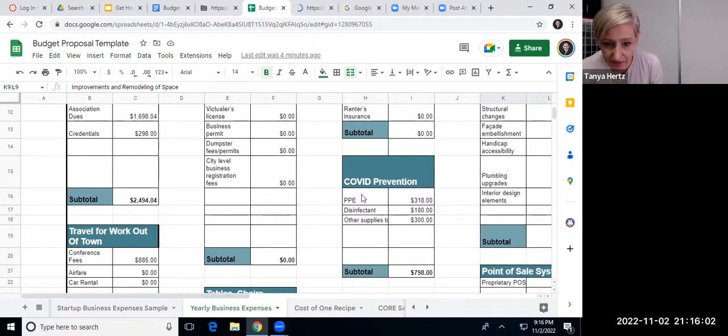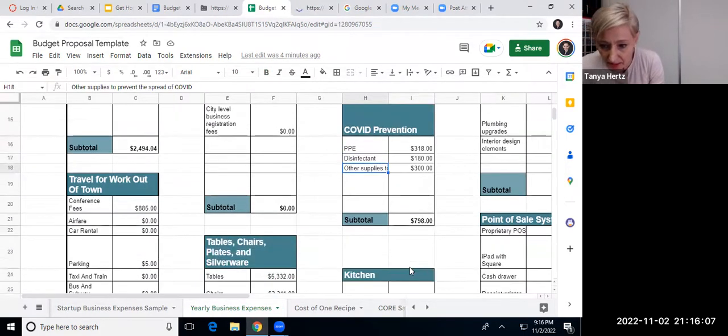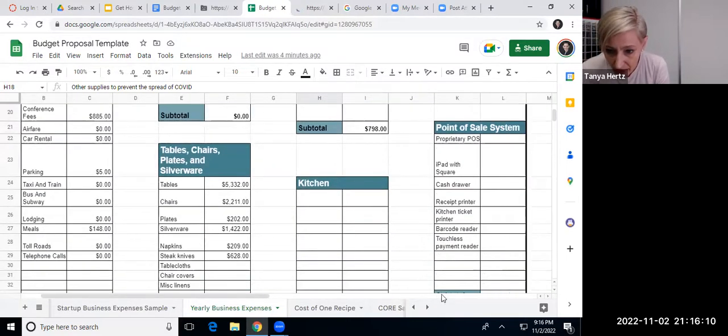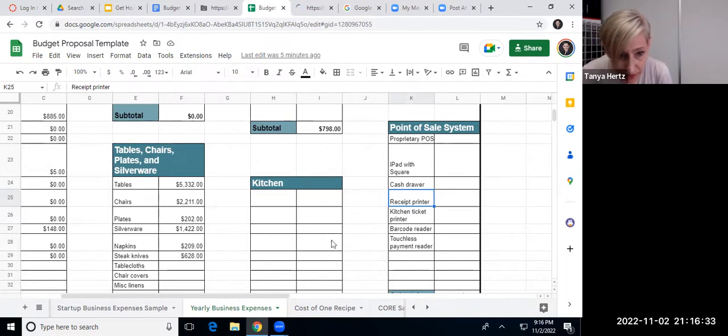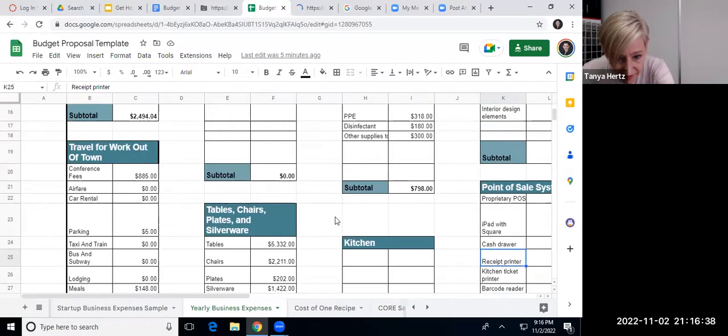So for COVID prevention, you have to buy some personal protective equipment, maybe extra disinfectants, other supplies to prevent spread of disease. Maybe you want to have a point of sale system that's like an iPad with software that you pay, I think it's $20, for your point of sale system with Square, or maybe you want a real legitimate point of sale system, or a barcode reader, or a POS that talks to the back of the house. Those would be more expensive. Put all of those there. Kitchen supplies, kitchen equipment, tables, chairs, plates, silverware, and you break them down by specific expenses that go with this.